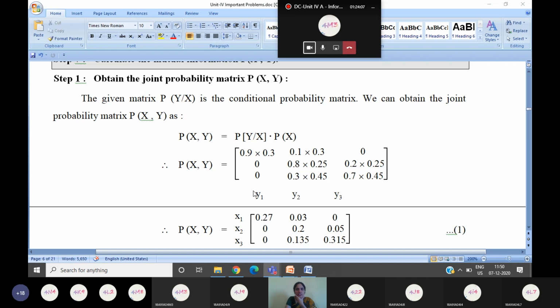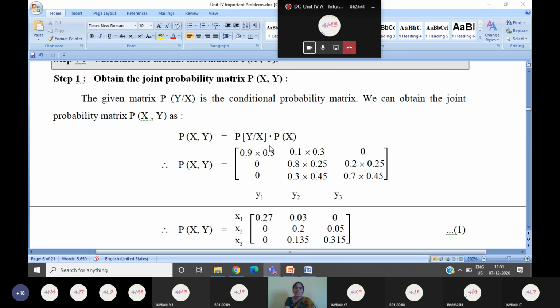First row of P of y by x is 0.9, 0.1 and 0. So the first row of P of y by x is multiplied by P of x. What is the first row of P of x? 0.3. So the first row is multiplied by 0.3. And the second row of P of y by x is multiplied by the second row of P of x. What is the second row element of P of x? 0.25.